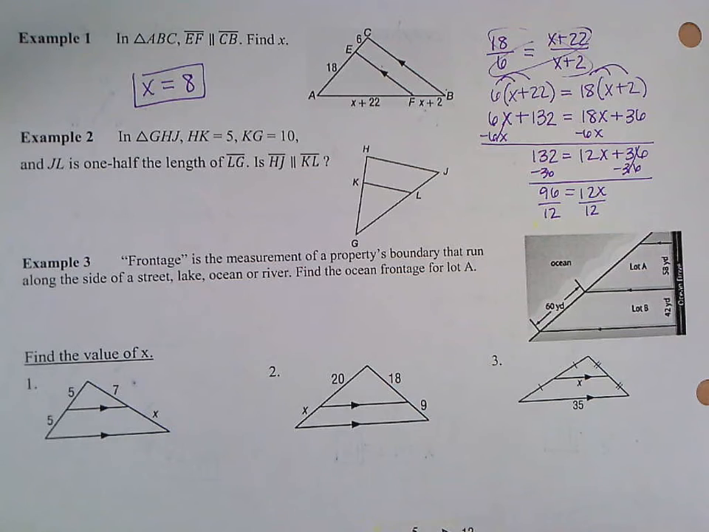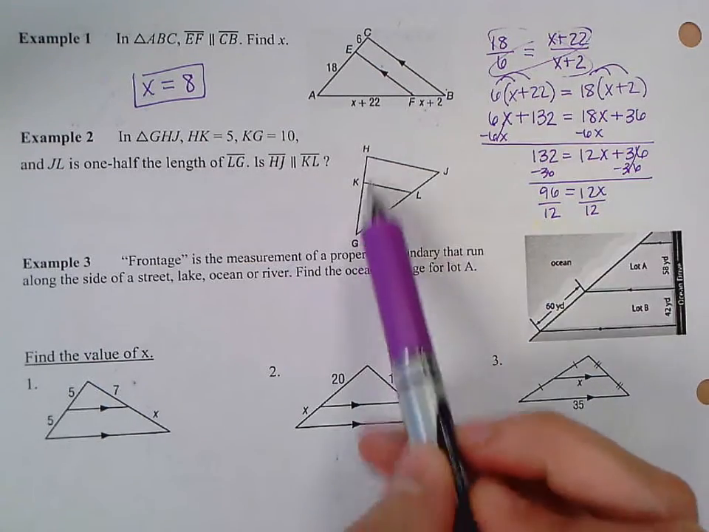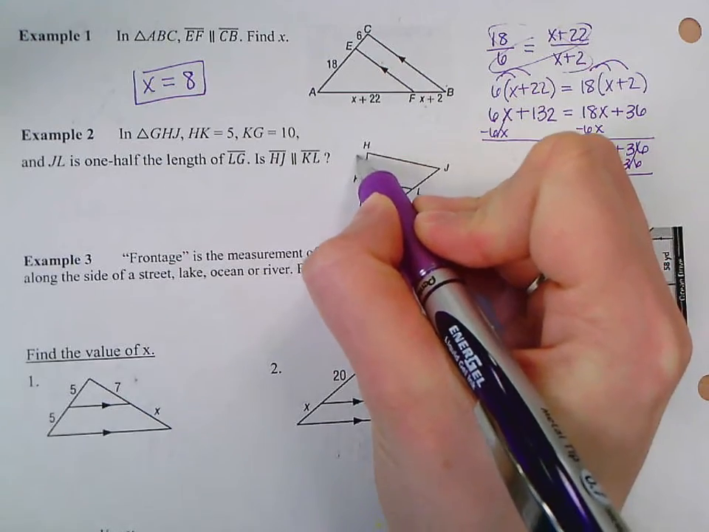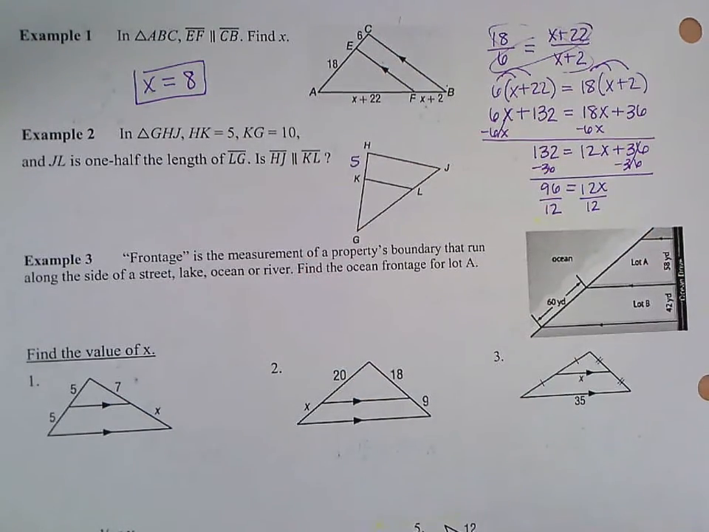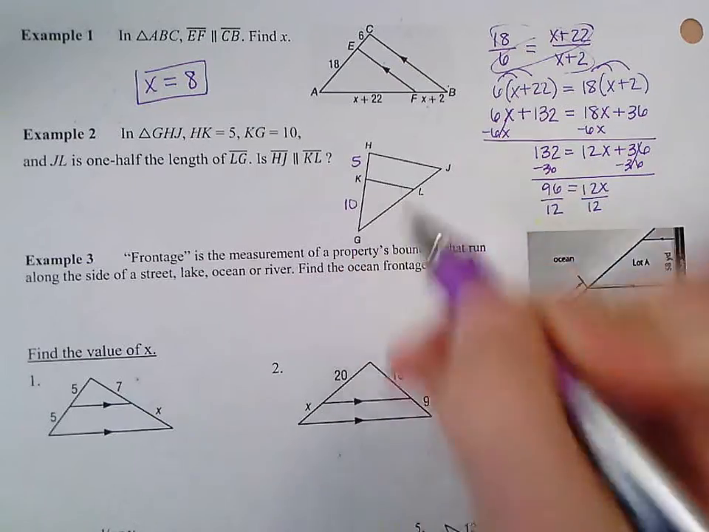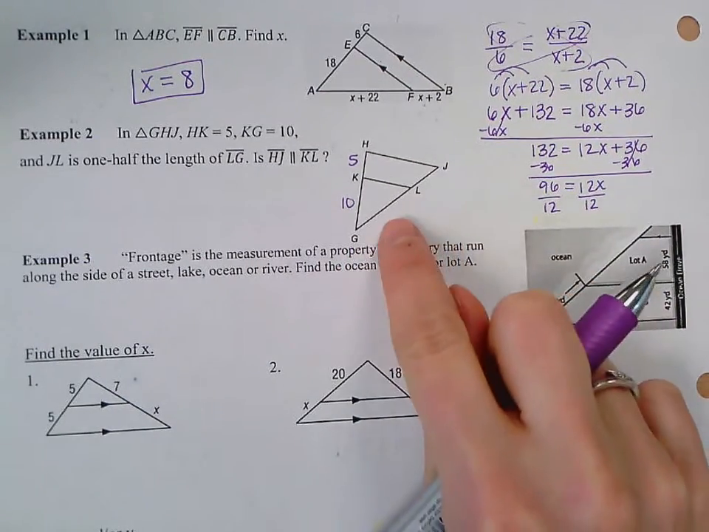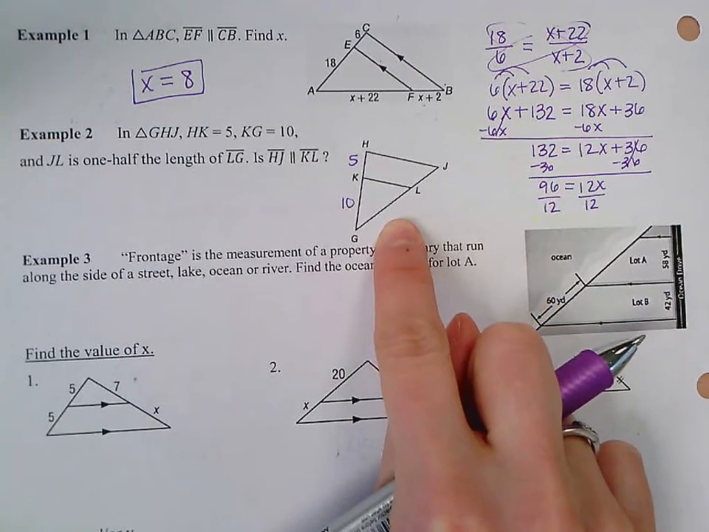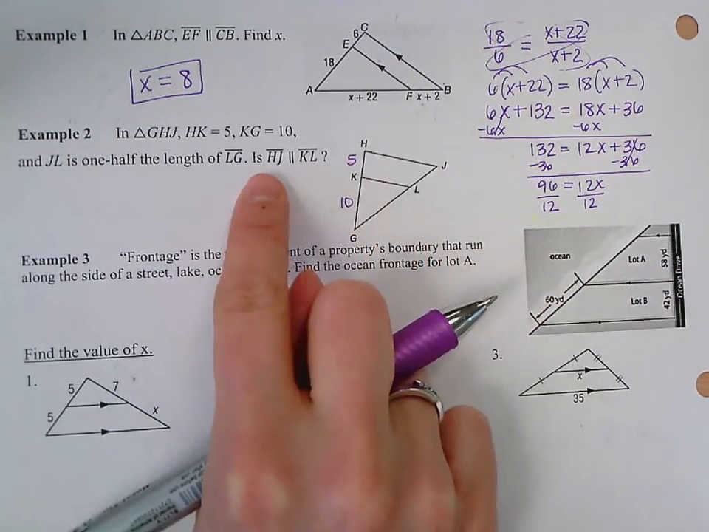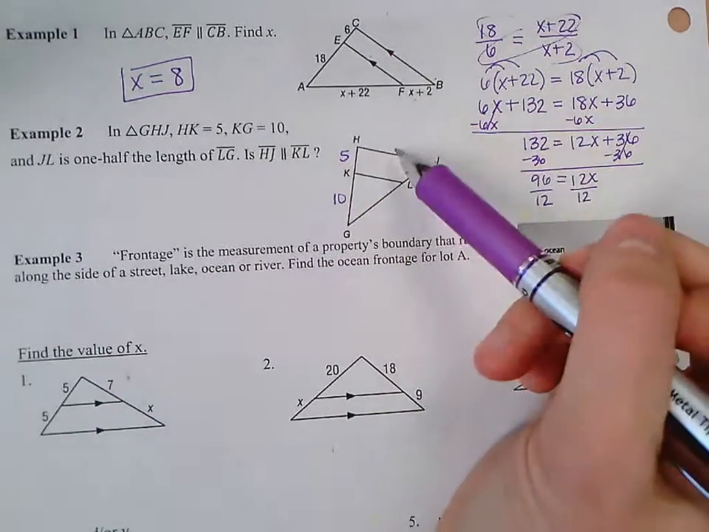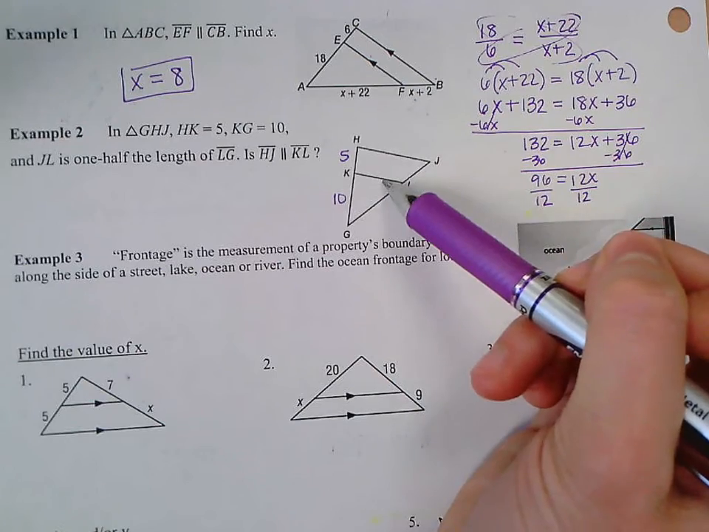Okay. So then in example 2, it says in triangle GHJ, so the full triangle, it gives us HK is 5, so I'm going to label that on here. KG is 10, and then it says JL is half the length of LG. And it is asking, is HJ parallel to KL? So it wants to know if these two segments are parallel to each other.